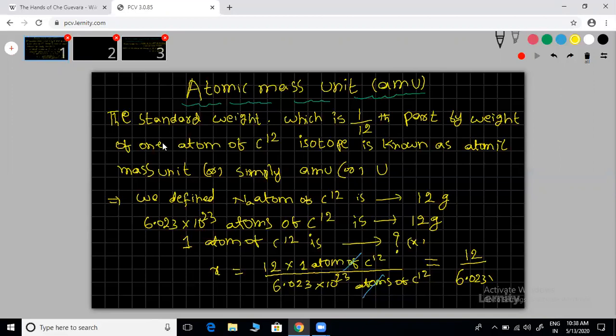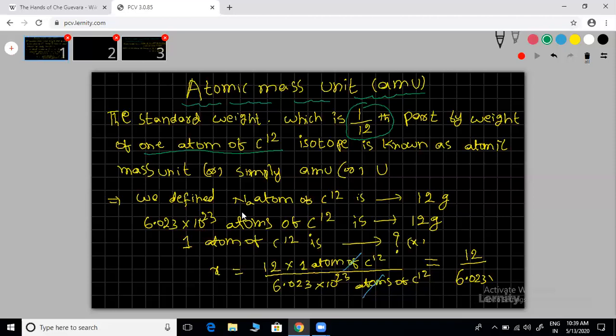The standard definition: 1 by 12th part of the weight of one atom of the C12 isotope is known as the atomic mass unit, or simply AMU or u. So these are the two points we have to remember to derive the AMU value. We defined it very well already.